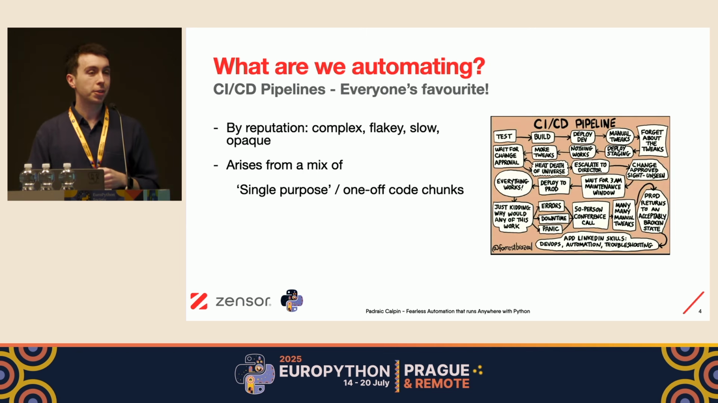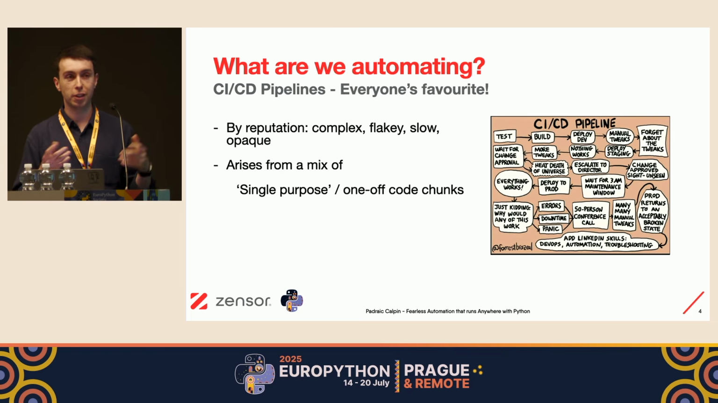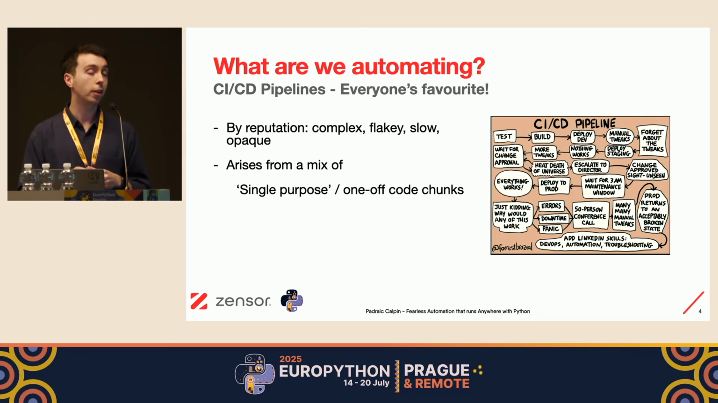So CI/CD pipelines are a pretty critical part of modern software engineering, but they don't always have the best reputation. They can be seen as complicated. They can be seen as flaky. They might fail unexpectedly. They can be slow. They just take time to execute. There are network requests involved, remote runners. Or they can be opaque as well. It can sometimes be hard to reason about what the pipeline itself is doing.